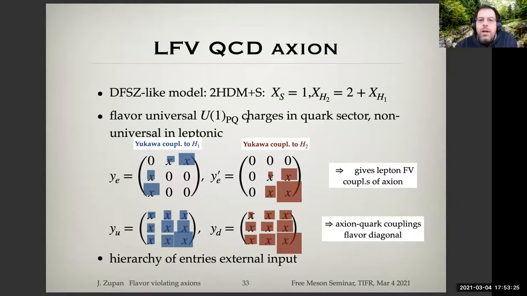So here, this is probably the most ad hoc out of these four. The reason why you have lepton flavor violation but no quark flavor violation is because you just assume that the PQ charges are universal in the quark sector, right? So there will be no flavor violation there, but non-universal in the leptonic sector. And the model itself is a very simple extension of the DFSZ one. So you have exactly the same field content, a two Higgs doublet model plus a singlet, except that these charge assignments are slightly different and they are flavor non-universal. I mean, it's a very, very small change.